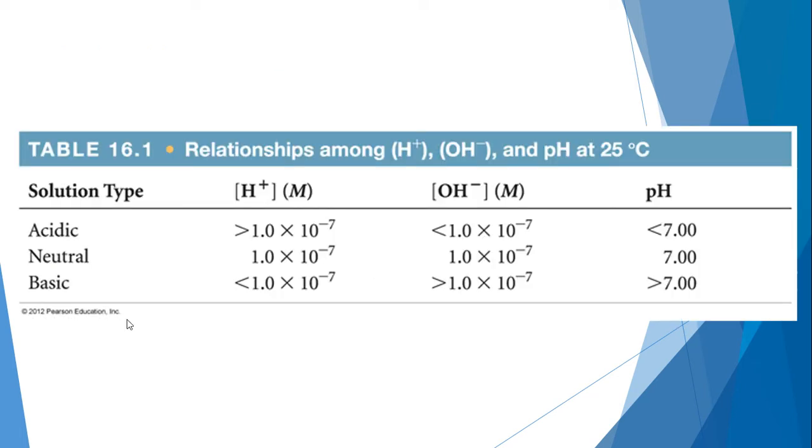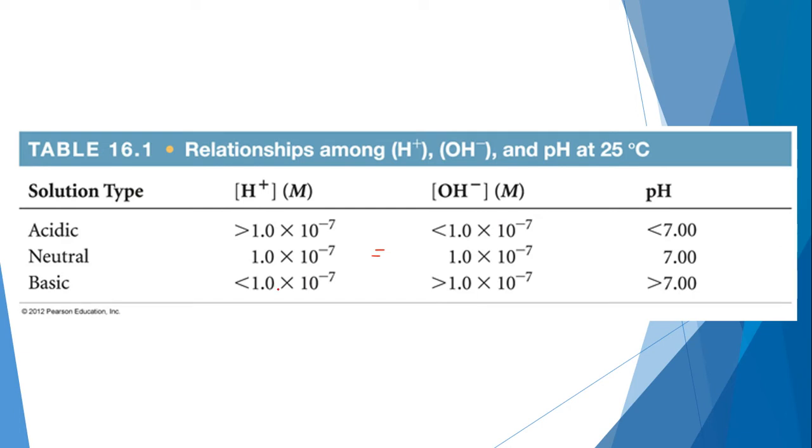Now, I pulled this little table out of the book that I teach you guys out of, and I think it's a very good summary of what we've gone over. Yesterday, we went over the H plus concentrations and whether it's acidic, neutral, or basic. We learned that anything bigger than 1.0 times 10 to the negative 7th is going to be acidic. That means my OH is going to go down. Neutral, they have to be equal to each other.